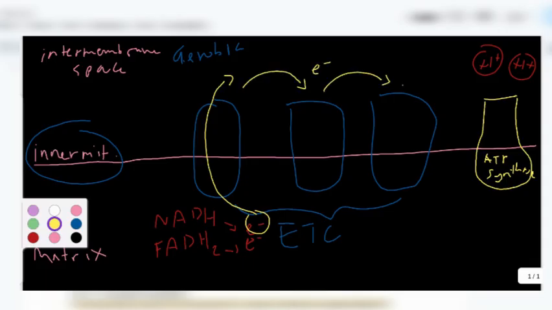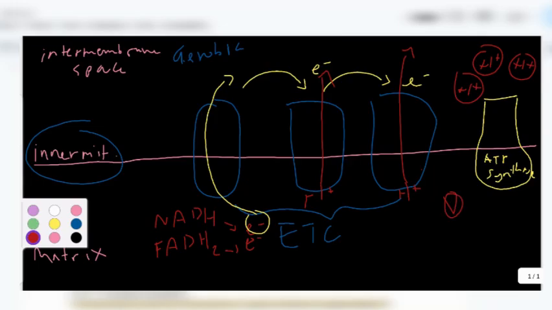As electrons pass along the chain, they lose energy, which is used to pump protons from the mitochondrial matrix into the intermembrane space. This creates a high concentration of protons on one side of the membrane, forming a proton gradient. The electrons keep moving through the chain until they reach the final electron acceptor, oxygen. Oxygen combines with the electrons and protons to form water, H2O. This is why oxygen is essential for aerobic respiration.